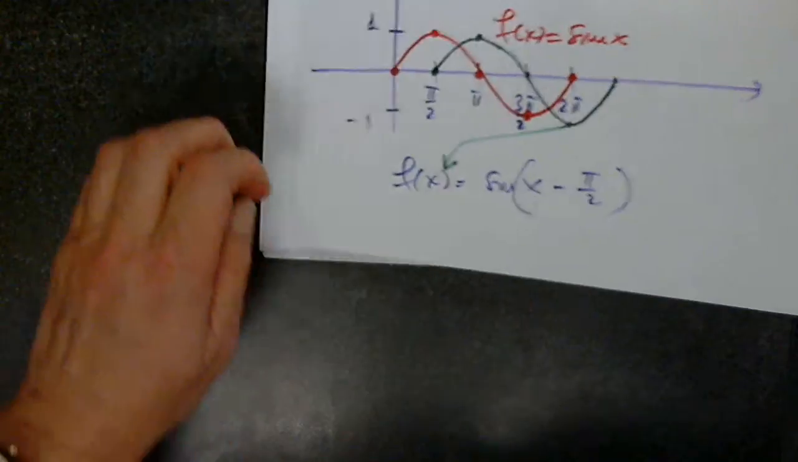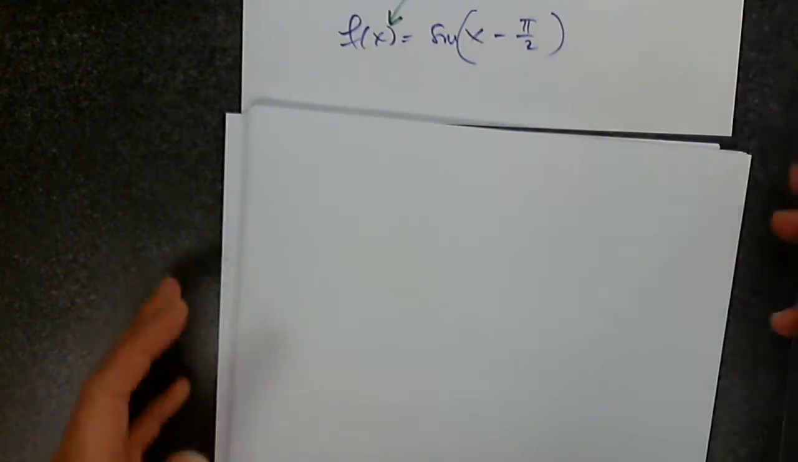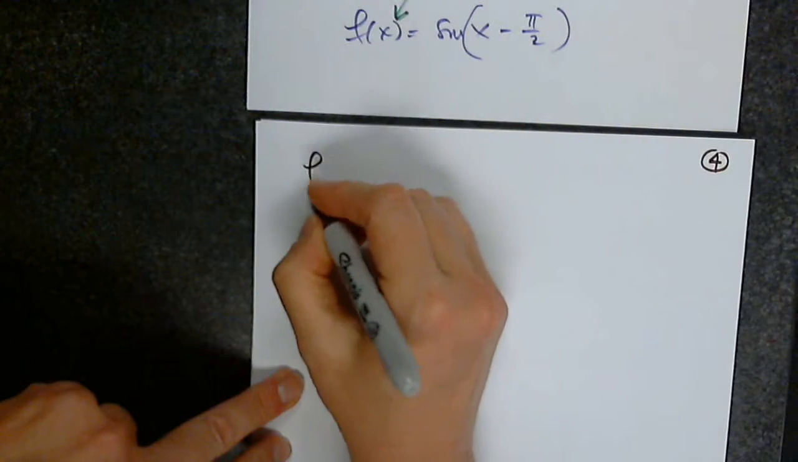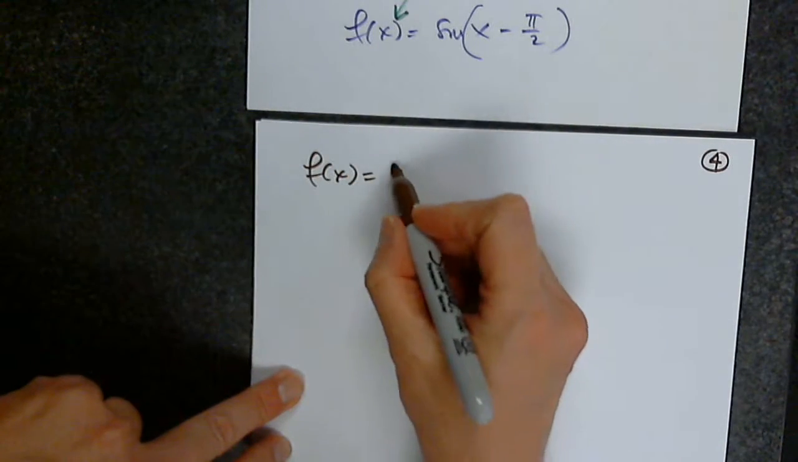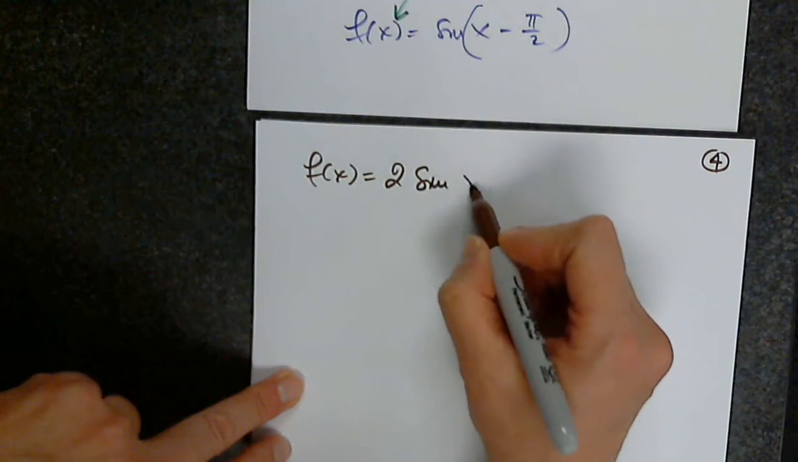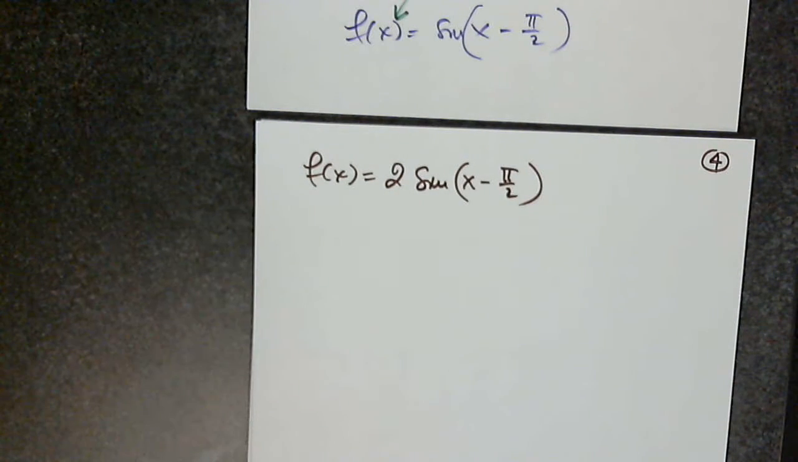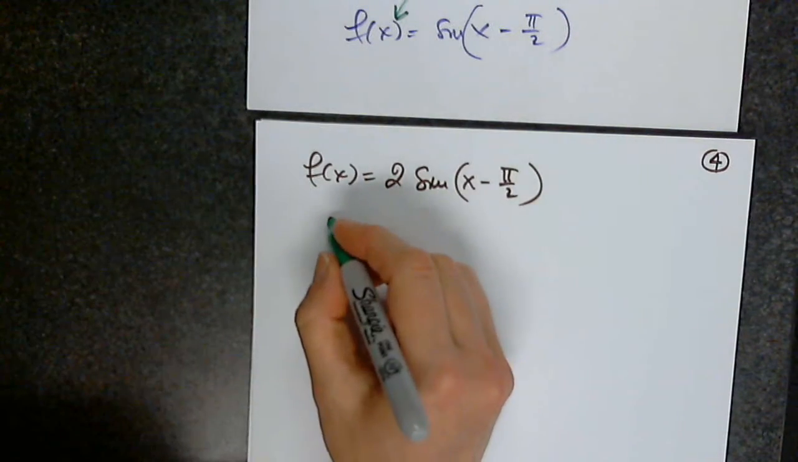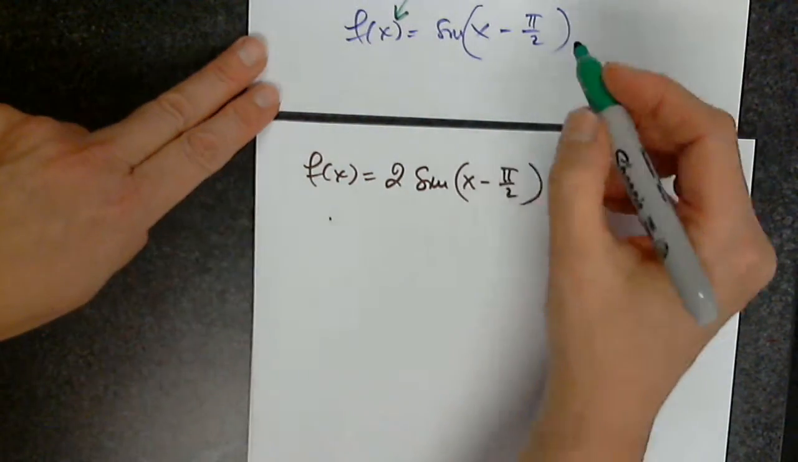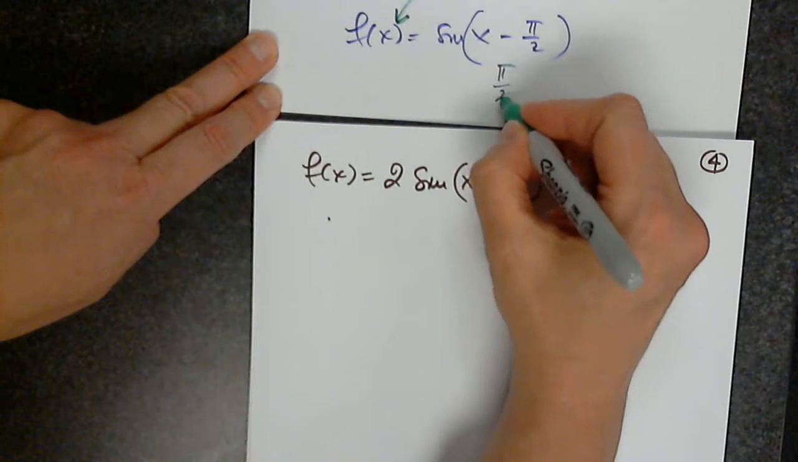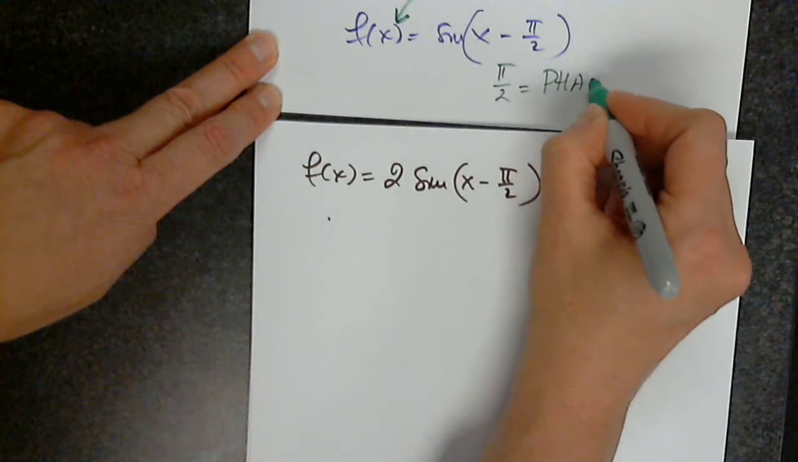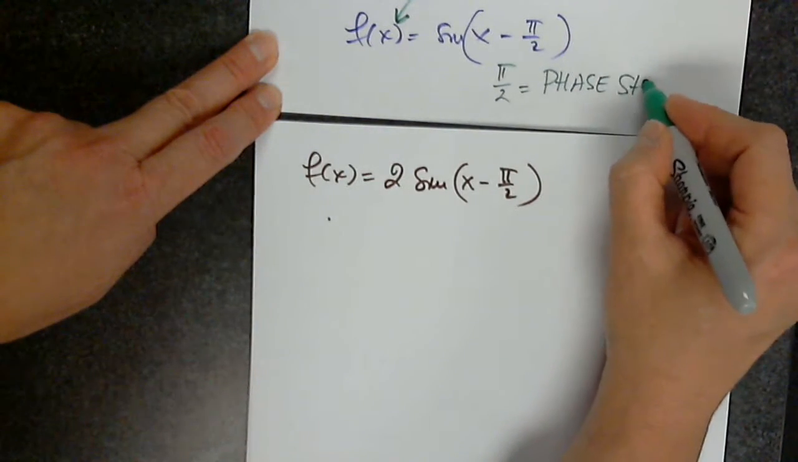What if now I would like to graph f of x, which is 2 sine of (x minus pi over 2)? What transformation will this be? So let me explain here. Pi over 2 is called phase shift.